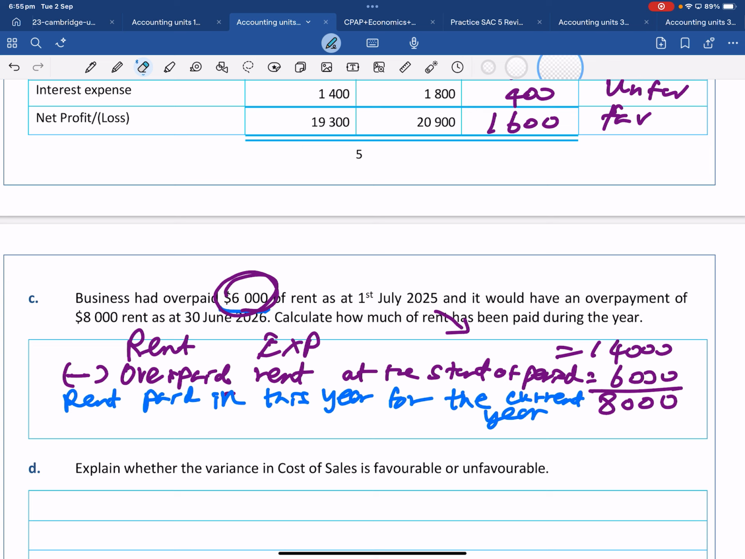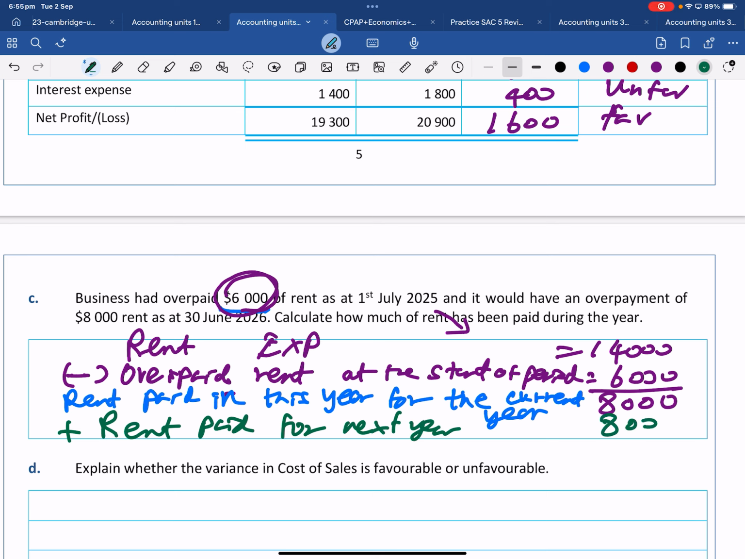Then 8,000 rent paid in this year for the current year, plus rent paid for next year. How much? 8,000. So altogether, how much is the total rent paid in this year? 16,000.